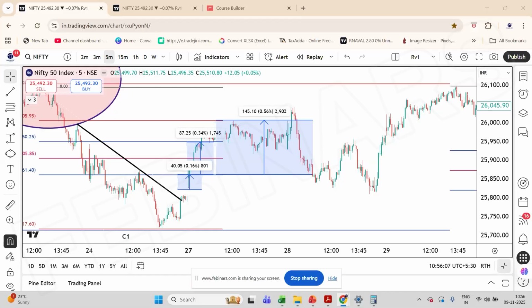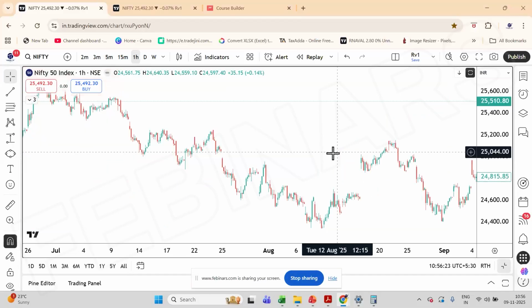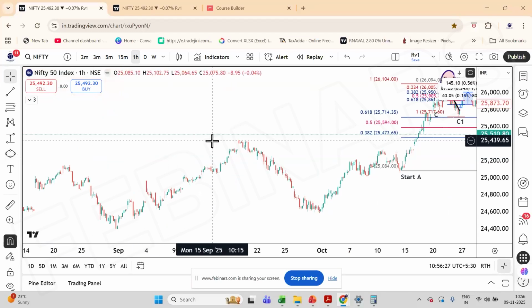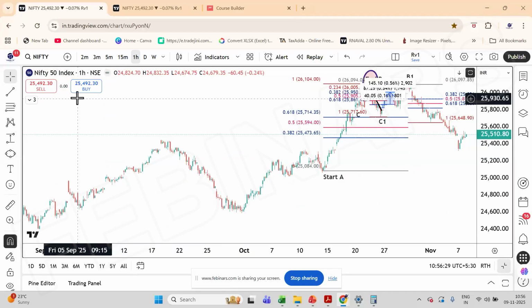So what we have done on an hourly basis, we have taken the Fibonacci retracement. The strength of the trend is imminent in the hourly chart. We have seen the Fibonacci sequence very clearly, and it has retraced towards the golden ratio. So now near the demand zone, we are entering the trade.